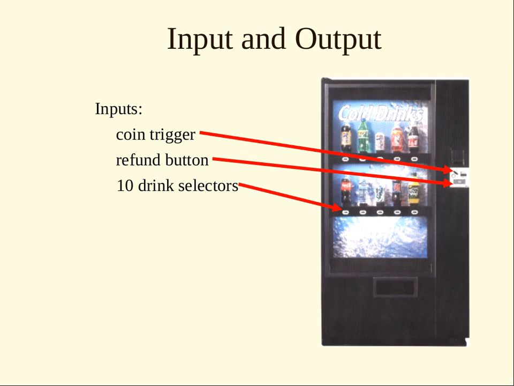Only 10 drink selections? Yeah, only 10. First world problems. 10 pressure sensors. What are those? Ooh, the buttons. No. They tell you if there's actually a drink there or not, right? Because you don't want them to say, "Give me a Coke," and then nothing comes out, and then it takes their money. Wouldn't be good.